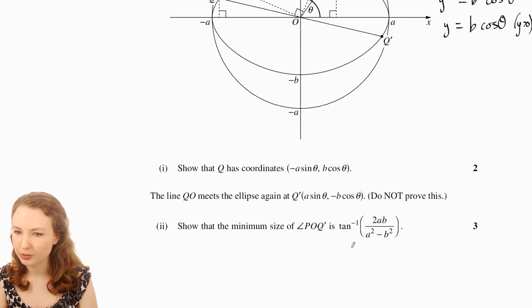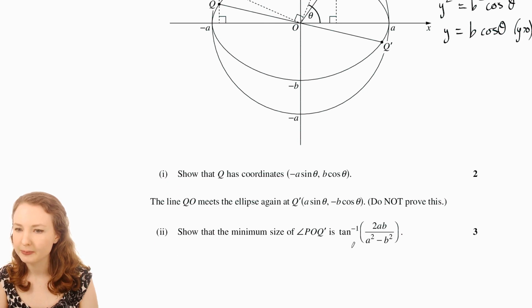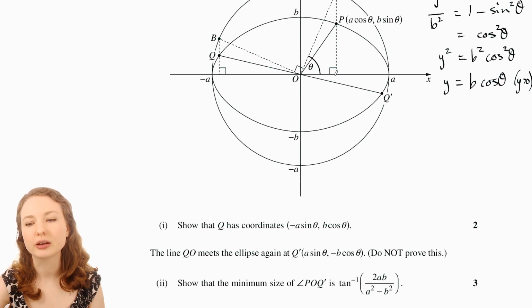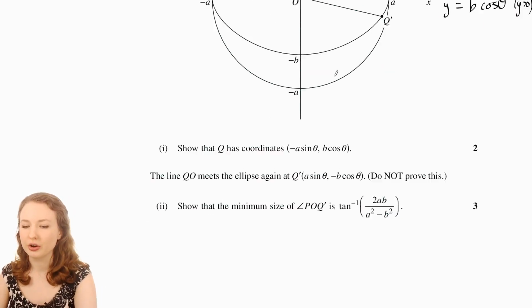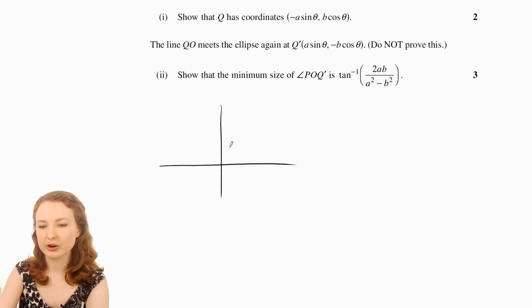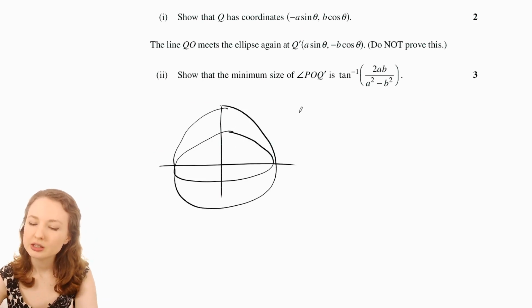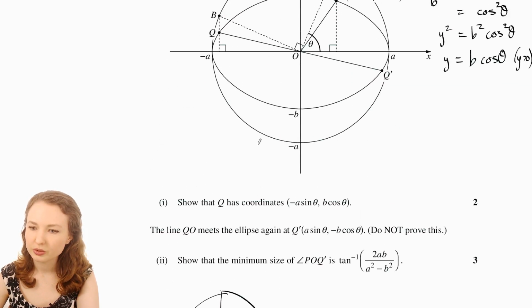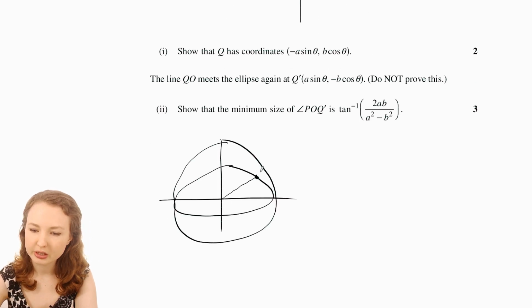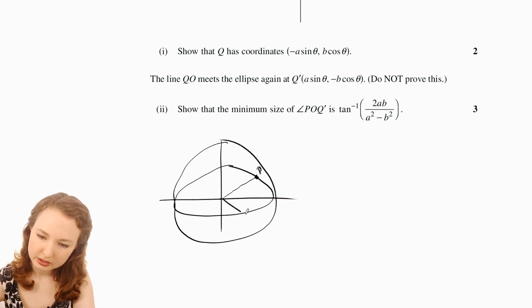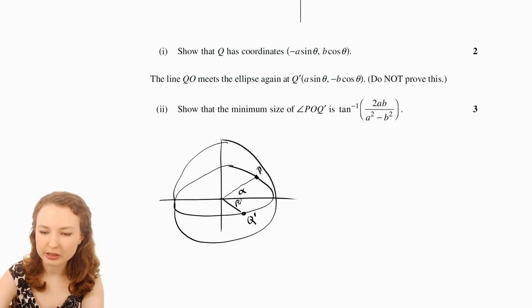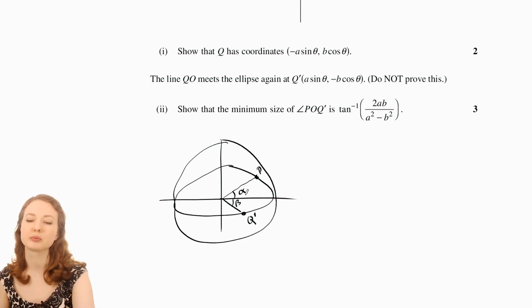For part 2, what I would do there is think of angle P or Q prime as being composed of that one and that one. So I might just draw a little diagram here. It's a very badly drawn ellipse. So that we can say like there's P and there's Q prime. And I'm going to say that's alpha and that's beta. So just give them some names.